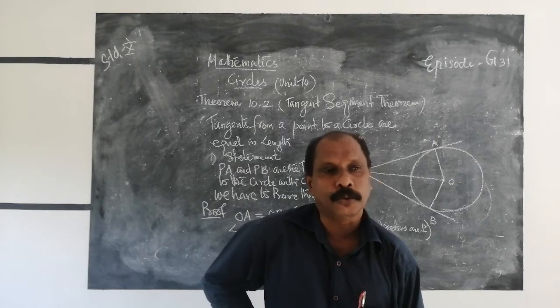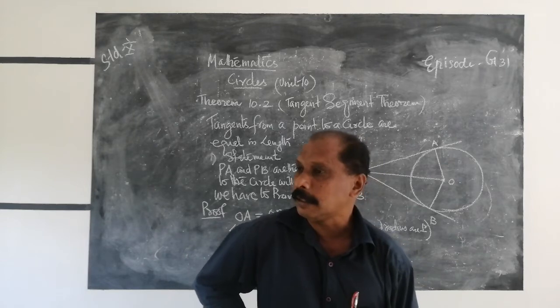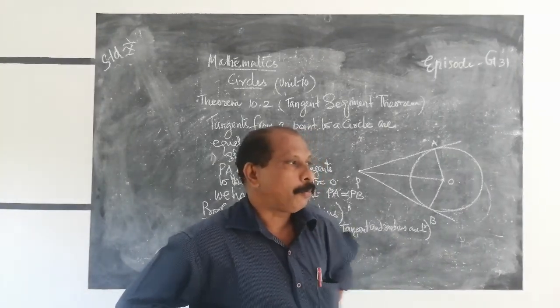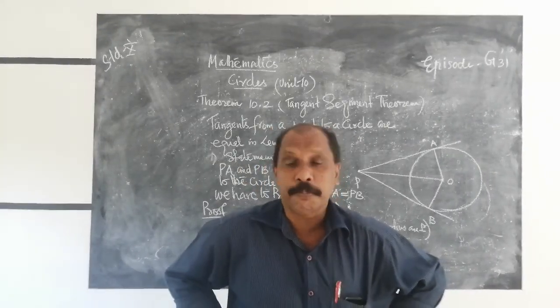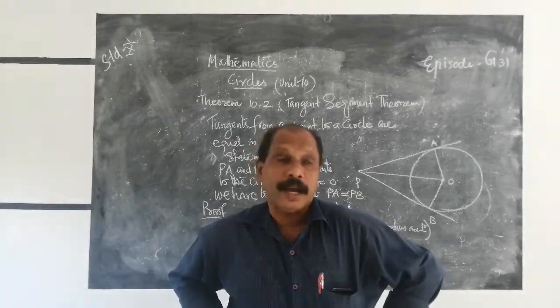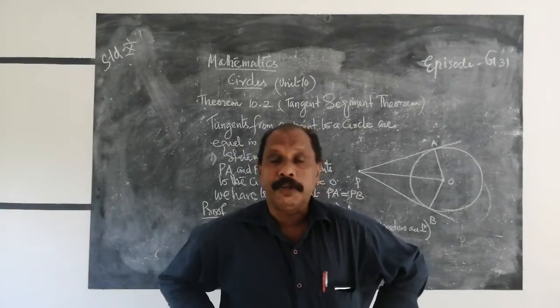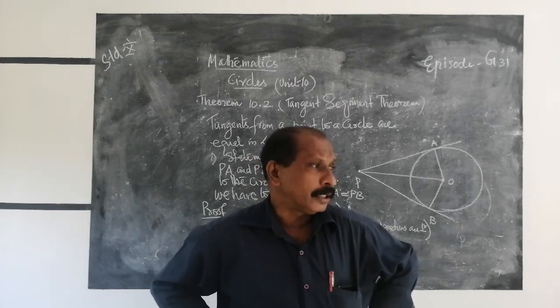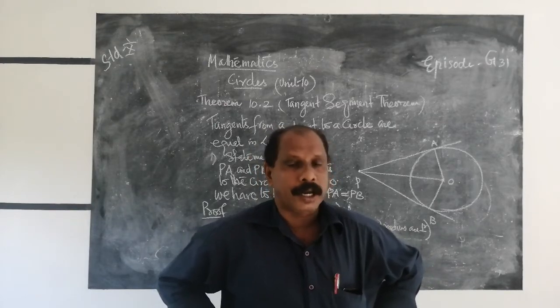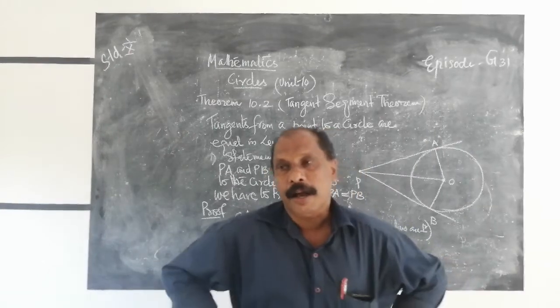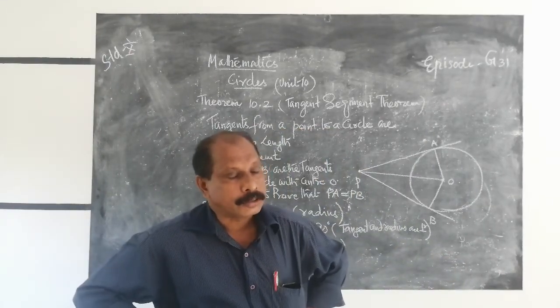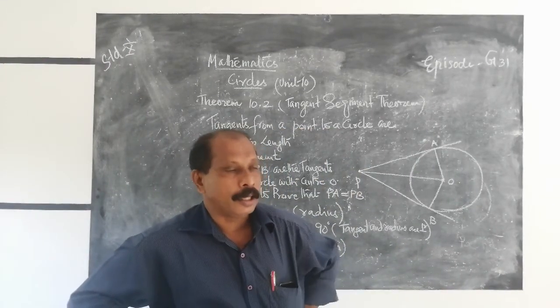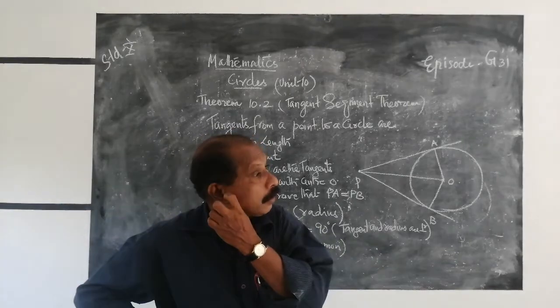OA is equal to OB, that means one side is equal. OP is equal to OP, that is the hypotenuse is equal. In 9th class, we know the RHS theorem. What is the RHS theorem? One side and the hypotenuse of a right angle triangle are equal to the corresponding side and the hypotenuse of another right angle triangle.